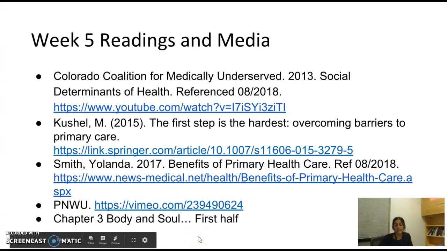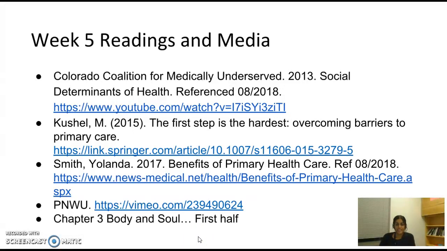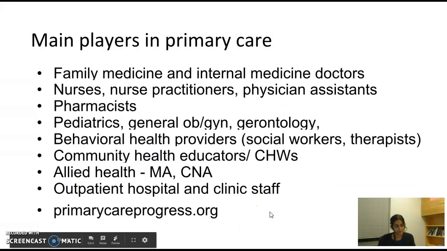And I love that this primary care lecture coincides with chapter 3 of the book, which is about people's free medical clinics, because it's a great intersection of our lectures and our textbook on this chapter.